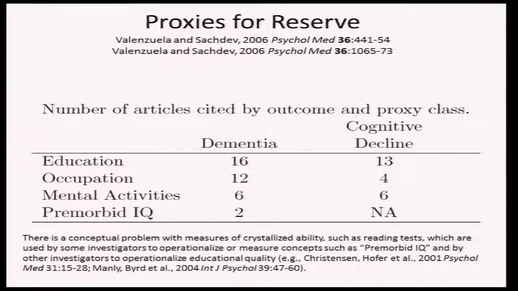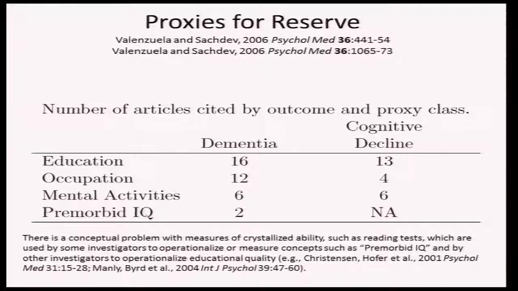In epidemiology, as Yakov pointed out, we resort most commonly to proxy measures for cognitive reserve. This table I extracted from a pair of reviews done just prior to the first cognitive aging conference, published in 2006 by Valenzuela and Sachdev.